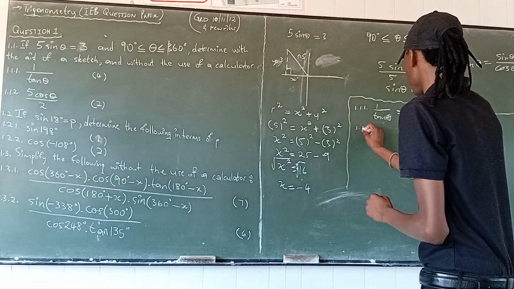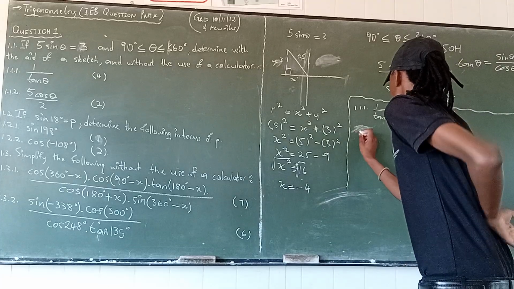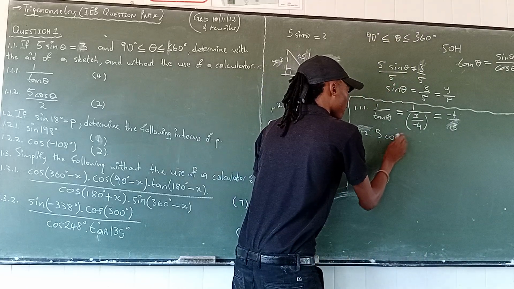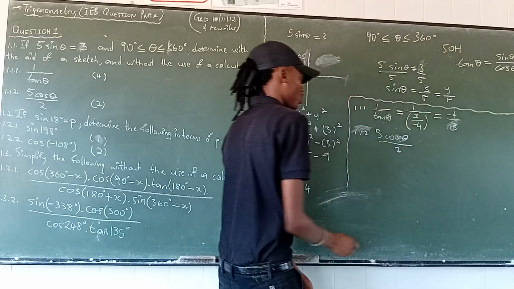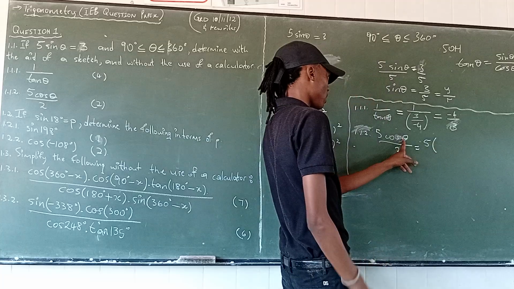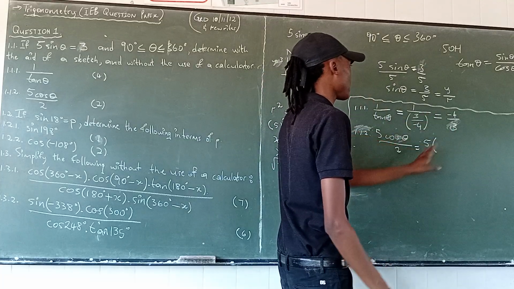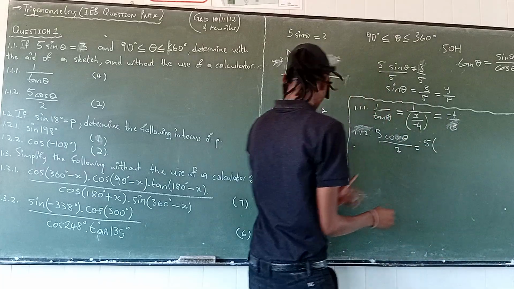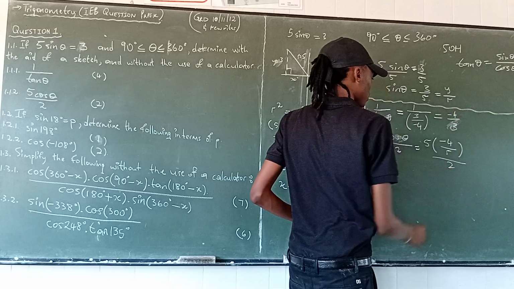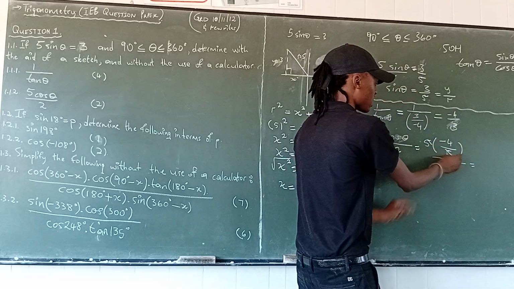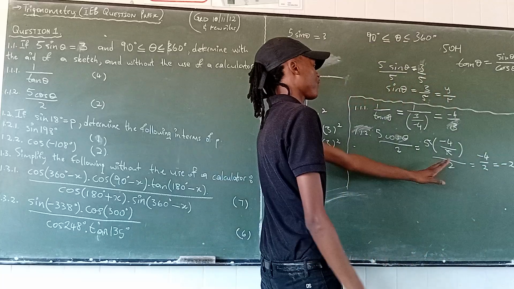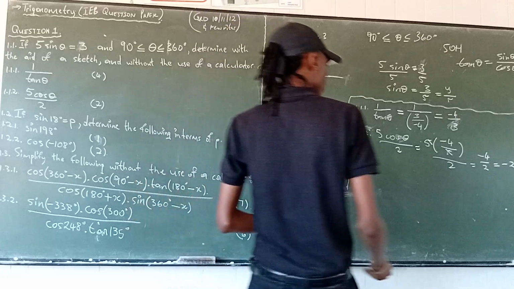Then let us come to 1.1.2. You are given 5 cos of theta divided by 2. Remember, we just substitute our values. That will be 5 into, remember cos is adjacent over hypotenuse, and our adjacent is given as -4. That will be -4 divided by 5, all divided by 2. Then we can see that we're going to cancel and cancel. We'll be left with -4 over 2, which is -2. Therefore, you get your final answer and your full 2 marks.